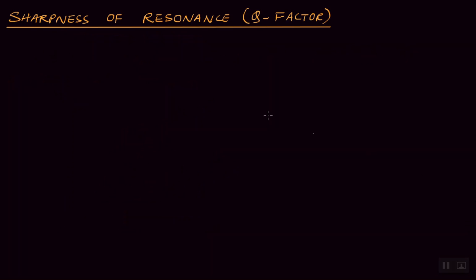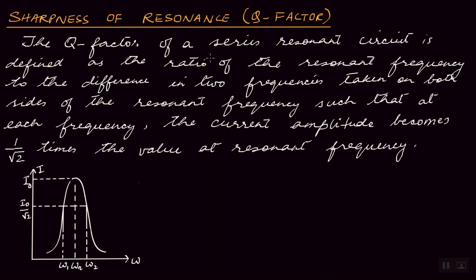So let us have a look. What is this quality factor or the Q factor? The Q factor of a series resonance circuit is defined as the ratio of the resonant frequency to the difference in two frequencies taken on both sides of the resonant frequency, such that at each frequency the current amplitude becomes 1 by root 2 times the value at resonant frequency.